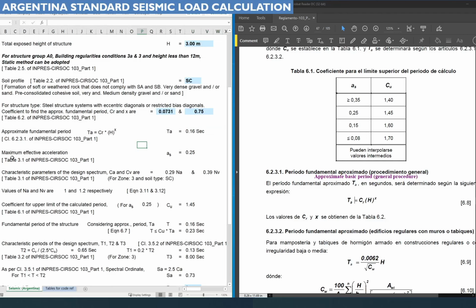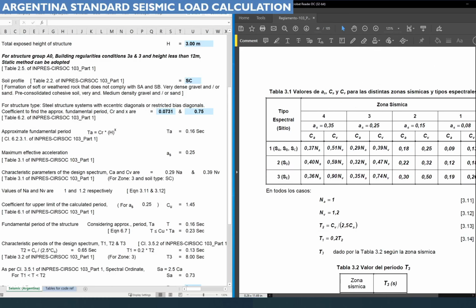Next one is the maximum effective acceleration. For that we need to refer to table 3.1 or figure 2.1, which we had seen earlier, the map of Argentina. So if you refer to table 3.1, which is page number 49, here AS for zone factor 3 is 0.25.